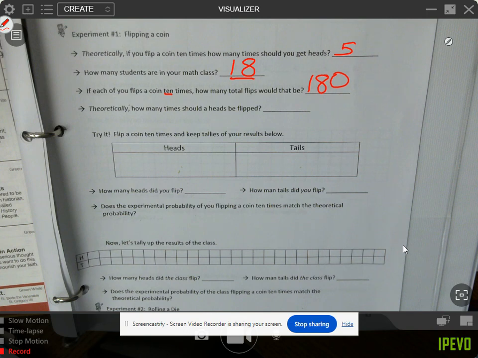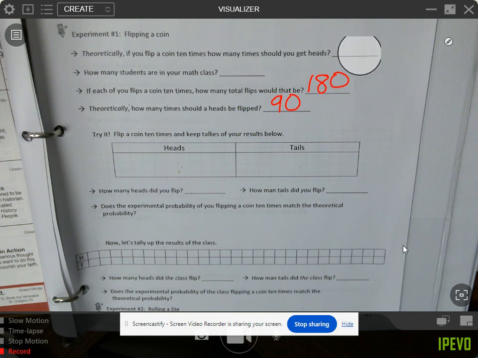Theoretically, how many times will heads be flipped? Lauren? 90. Remember, it's 1 out of 2, right? So half of 180 is 90. So theoretically, if each of you flips 10 times, that'll be 180 flips. You individually should get 5 heads, and as a class, we should get 90 heads. So, we're gonna do that experiment in a minute.